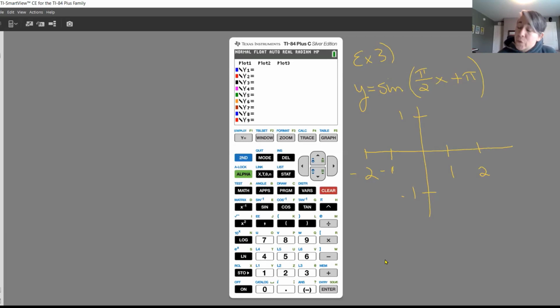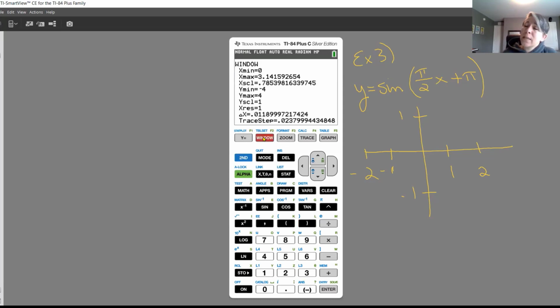Now for example 3, we have y equals sine of the quantity pi over 2x plus pi. Let's put that into our y value, sine parentheses, pi divided by 2 times x plus pi, close parenthesis. And we also want to change our window again because notice down here when we graphed that, we no longer were using pi for our x values.